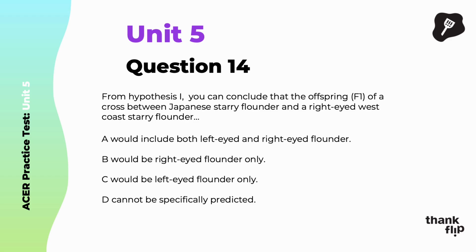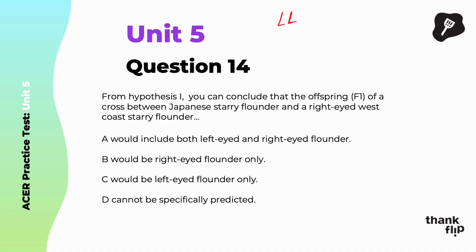And then we have three different hypotheses that try to explain this phenomenon. Question 14 is asking us to look at hypothesis 1. So hypothesis 1 is basically saying that the reason all the Japanese flounder fish are left-eyed is because they have a dominant allele that results in the expression of a left-eyed phenotype.